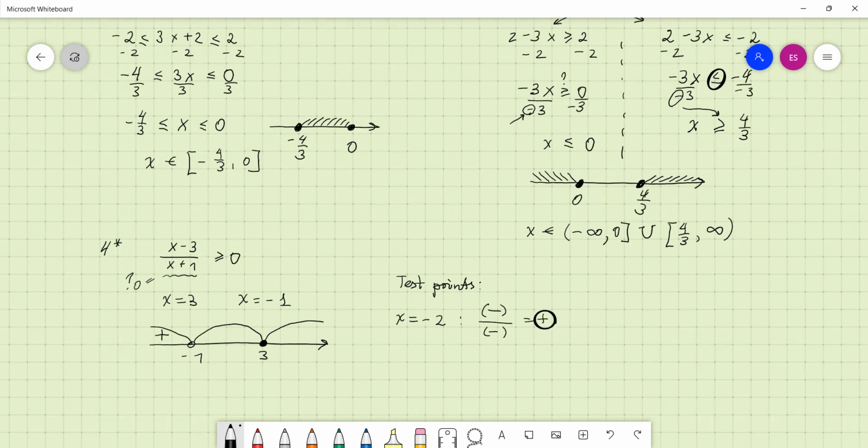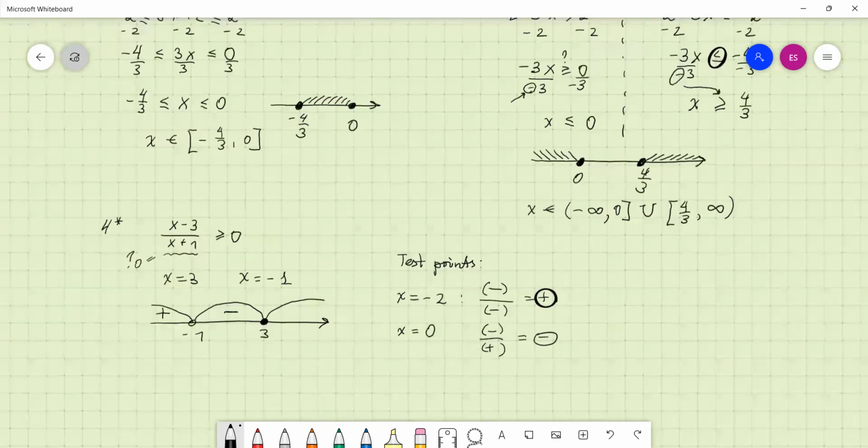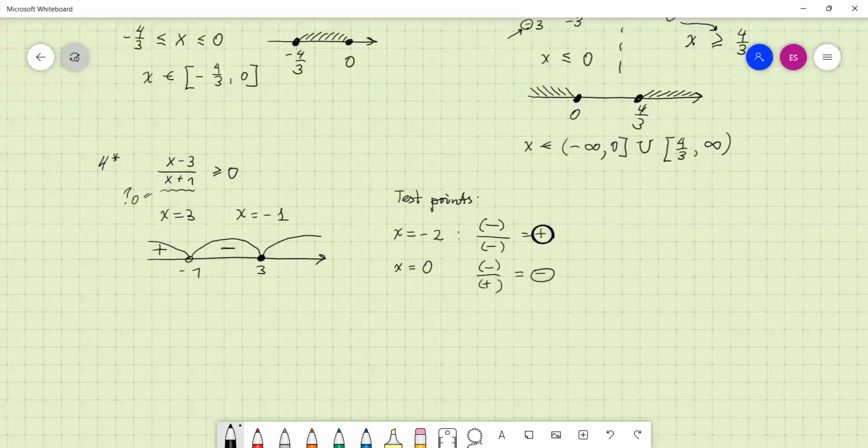Now, from -1 to 3, we can check the number 0, right? 0 is between -1 and 3. So we plug it in and we have minus in the numerator because it's -3, and plus in the denominator because it's plus. So the total is minus. I'm going to put minus here. And the last one is going to be any point from 3 to infinity. Well, I'm just going to choose a point like 4. So 4 minus 3 is a positive number. And 4 plus 1 is also a positive number. So we have plus, and I'm going to label it as plus.